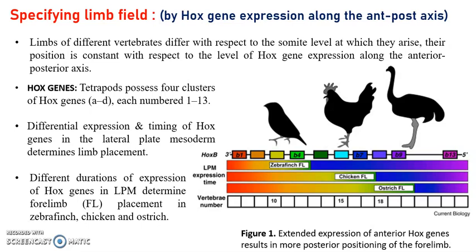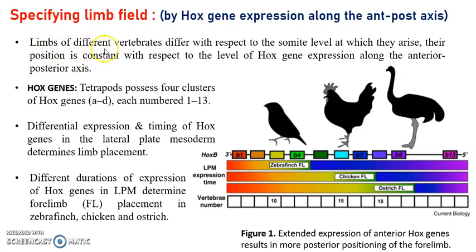It's B for Bio. So in the previous video we have discussed the limb field, and in this video we will be discussing specifying the limb field, which is achieved by Hox gene expression along the anterior to posterior axis.